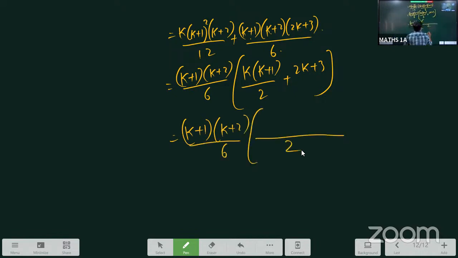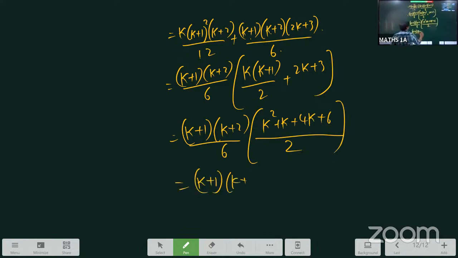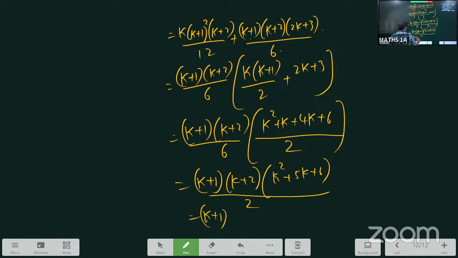And this 2 is your LCM. This is K square plus K, 4K plus 2 3s are 6. Now K plus 1 into K plus 2 into K square plus 5K plus 6 by 2. That is K plus 1 into K plus 2 into factorize K square plus 3K plus 2K plus 6. It's divided by 2. Is it clear?